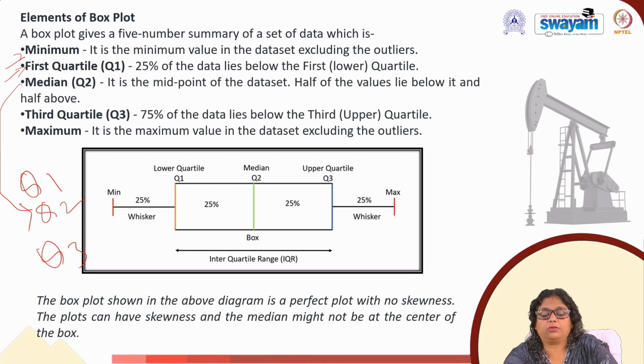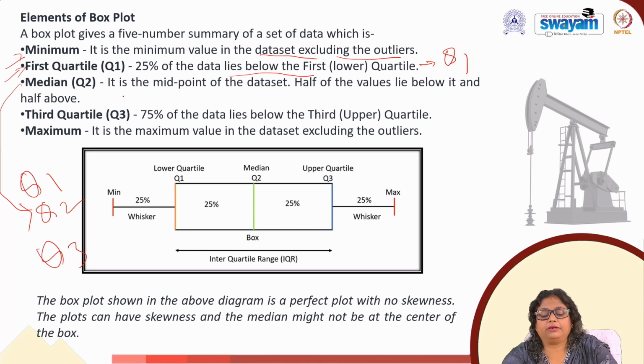Talking about the minimum, the minimum is the value in the data set excluding the outlier. When we calculate the outlier, we are not taking it as part of the minimum. Now talking about the first quartile, 25% of the data lies below the first quartile. That is what we represent by Q1.